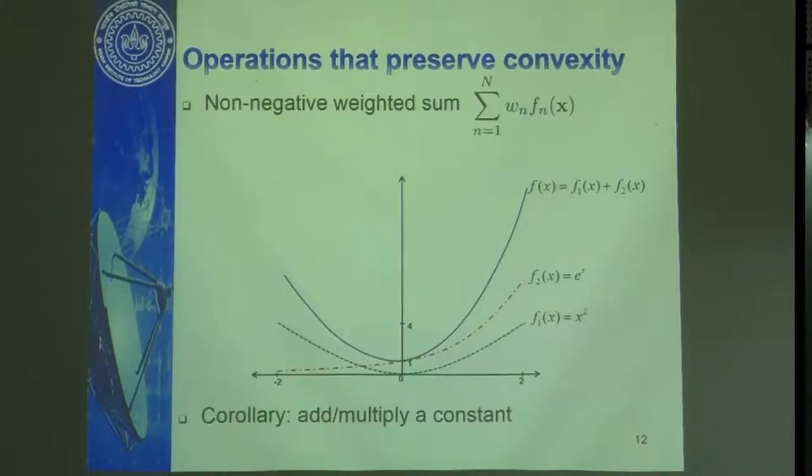For functions, you don't necessarily have to rely on these two properties only. You can rely on other properties also. For example, some operations that preserve convexity are the non-negative weighted sum. Just keep on adding convex functions, and the sum will also be convex. Or if you keep on adding concave functions, the sum will also be concave, and so on. You can add or multiply a positive constant, and that will not affect it.